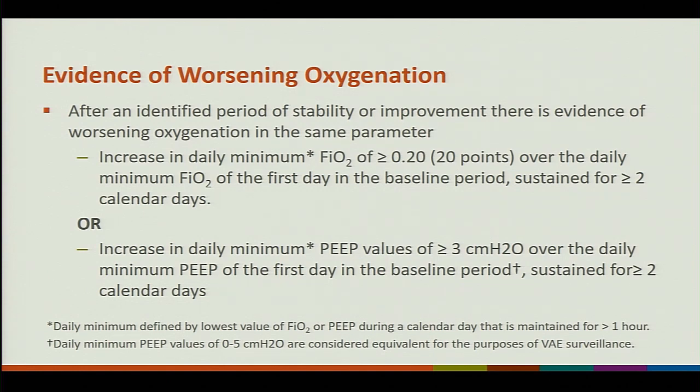As discussed on the last slide, to meet the VAC definition, you must have a baseline period that is immediately followed by evidence of worsening oxygenation. This is indicated by either an increase in the daily minimum FiO2 of at least 20% over the daily minimum value of the first day of the baseline period, which is sustained for at least 2 calendar days, or an increase in the daily minimum PEEP of at least 3 over the daily minimum value of the first day in the baseline period, which also must be sustained for at least 2 calendar days.